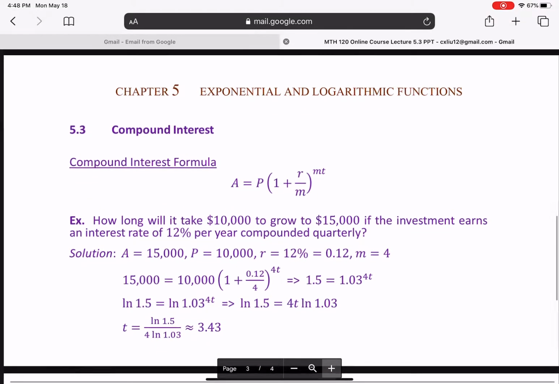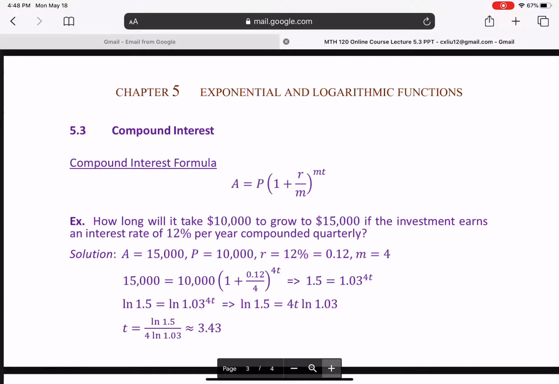Let's do another example. This time we need to find the number of years required. How long will it take $10,000 to grow to $15,000 if the investment earns an interest rate of 12% per year, compounded quarterly? So A equals 15,000, P equals 10,000, R equals 12%, or 0.12, M equals 4. So that's compounding quarterly. Plugging those numbers into the formula, we get 15,000 equals 10,000 times (1 plus 0.12 over 4) to the 4t.